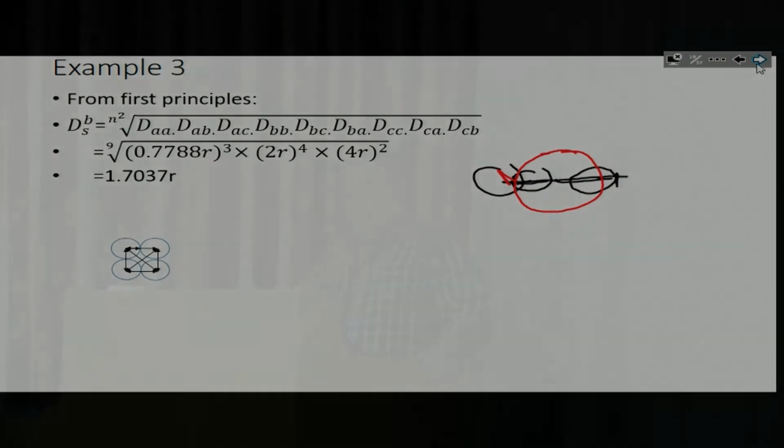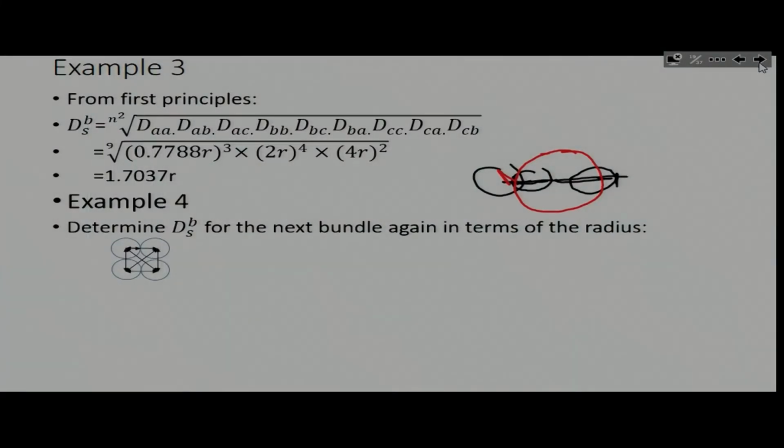Alright, let's try another one. For the next bundle in terms of the radius, we have 2R from there to there, from there to there, from that conductor to that one, and to that one there. And that distance there, that will be, according to Pythagoras, the square root of 2R squared plus 2R squared. Okay, let's see.